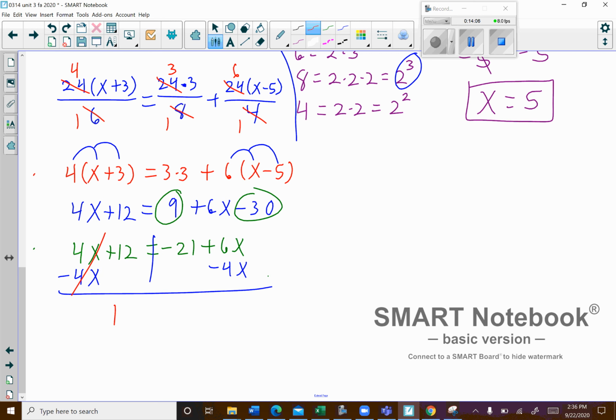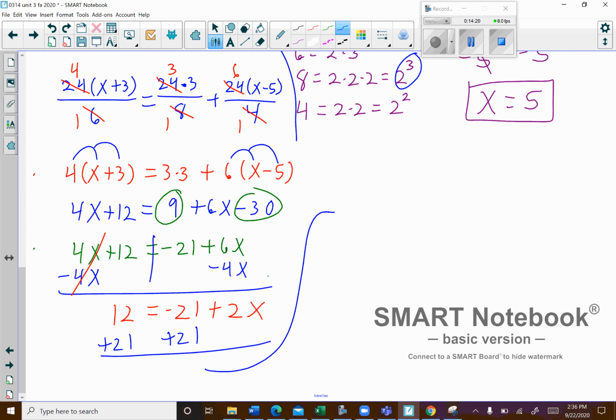And so that'll leave me with 12 equals negative 21 plus 2x. Okay. And then what we'll do here is it looks like I need to add 21 to both sides. And I'm going to bring this up here. And so let's see, that'll leave us with 33 equals 2x. And then we'll go ahead and divide by 2, divide by 2.